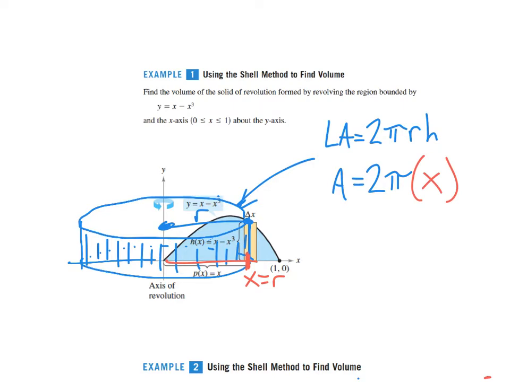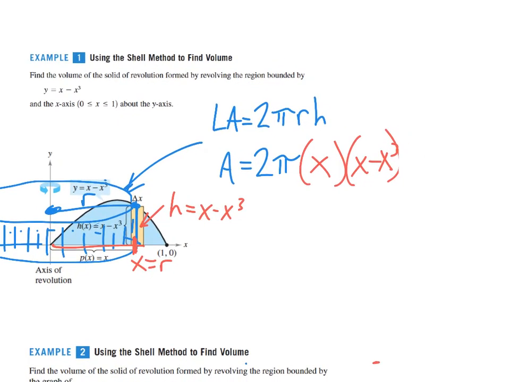Well, what's the height of this ring, or this shell? The height is determined by this function, x minus x cubed. So the height is the function x minus x cubed, and we can put that in place of height. And there's our area function.